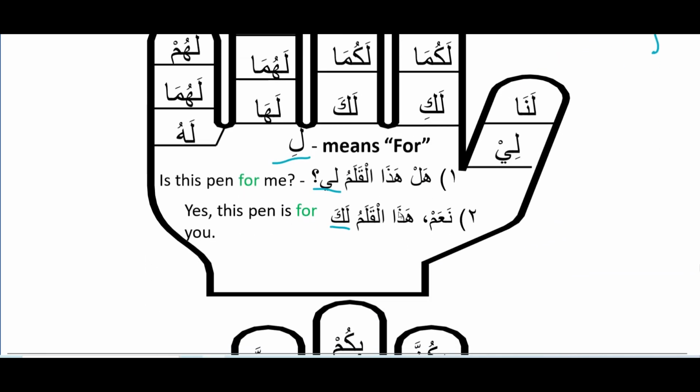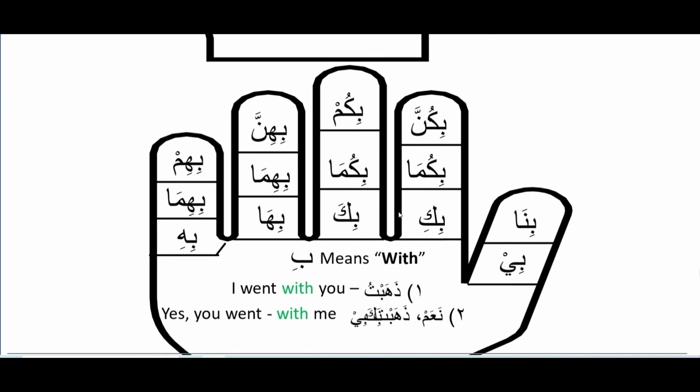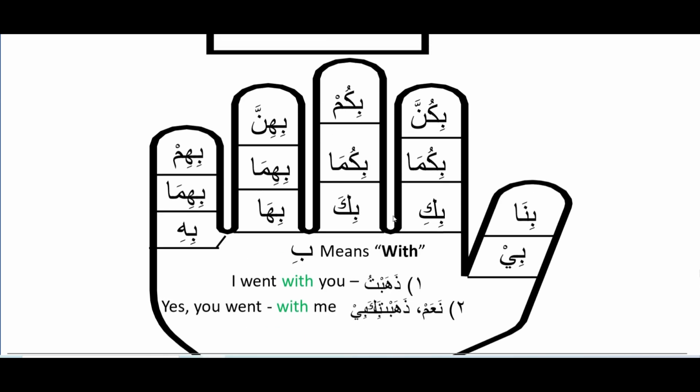Then I will move on to the next preposition, which is ba. Harfu ba, again, you see here, very straightforward. You have bi, ba with a ya, then we prolong it.